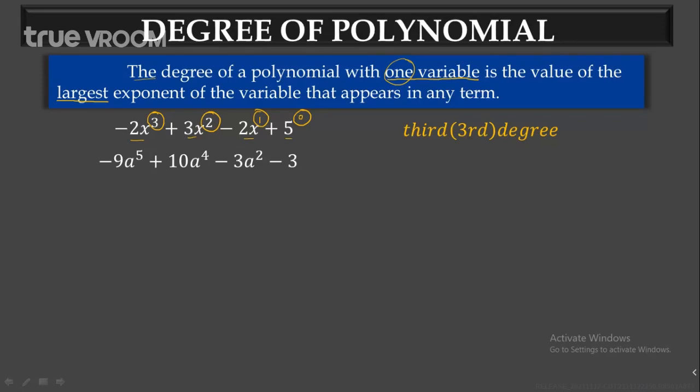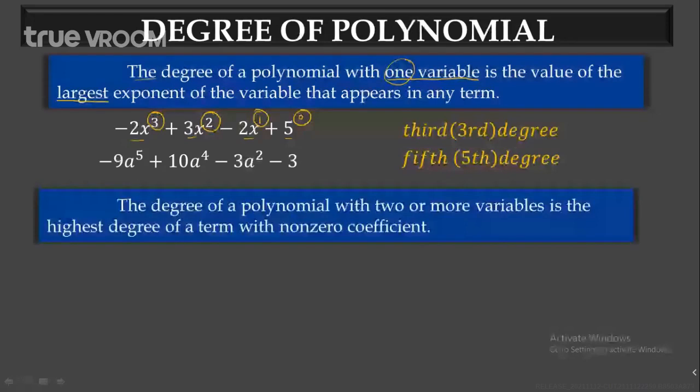Fifth degree. Very good. Fifth degree. All right. That is if the polynomial has only one variable. How about if you have 2 or more variables? How will we find the degree of the polynomial?